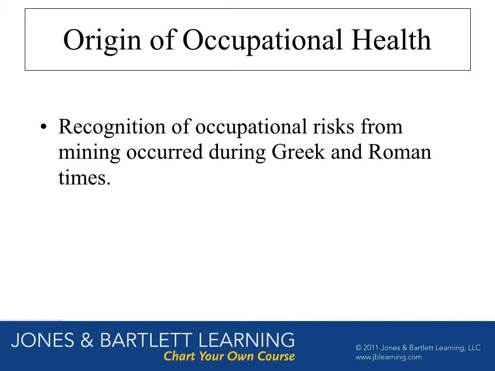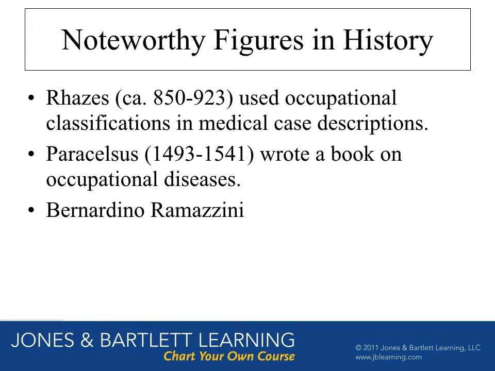Occupational health is a very old field, and we know from written text and written records that occupational risks from mining were cataloged during Greek and Roman times. We also have catalog information from Chinese history and other places. And so we've been looking at how work and health interact for a long, long time. And there's some very noteworthy figures. And again, this is one of those rich histories that helps us to understand. Some names you might recognize.